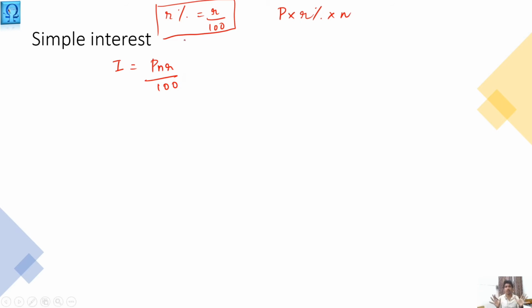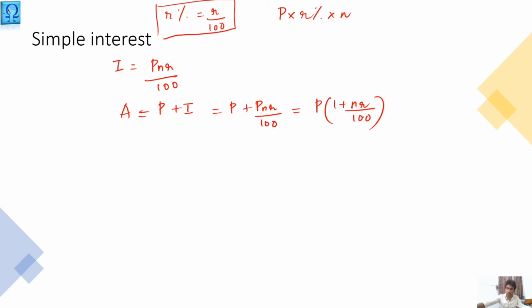Okay, what is happening here? I have a certain amount. I have to calculate a certain percentage of that amount, and the same has to be calculated for a certain number of times. That is what this formula gives me. And I know the total amount is the principal amount plus the interest that we earned. So this may also be written as P plus PNR upon 100. Mathematically speaking, if we take this P outside, what are we going to get? 1 plus NR upon 100.